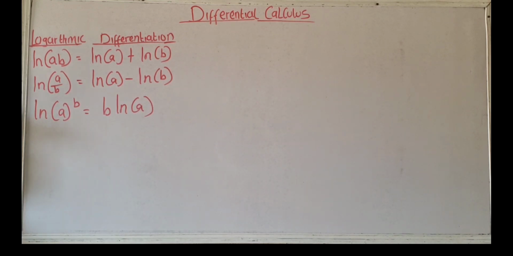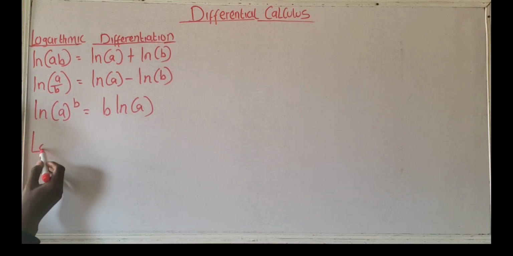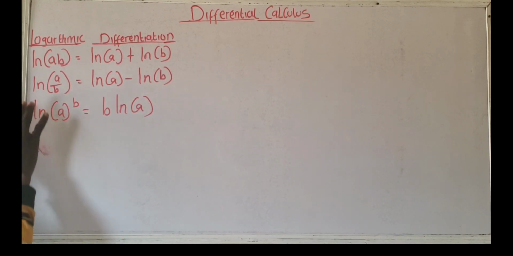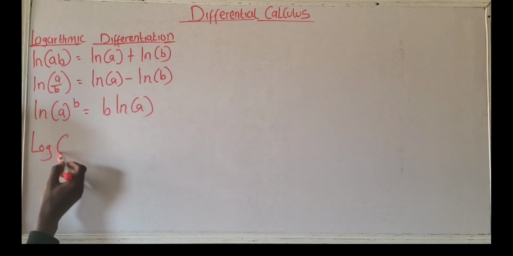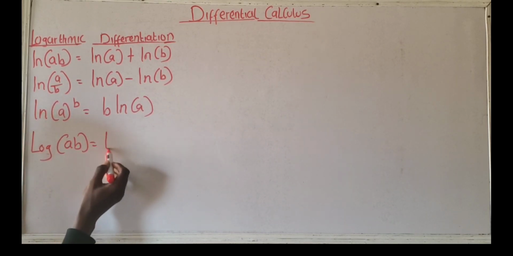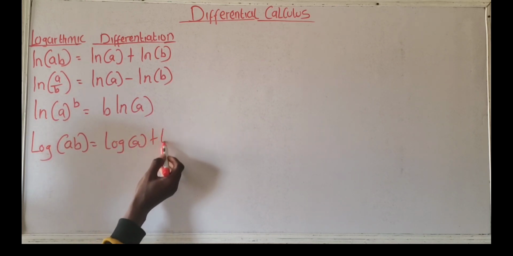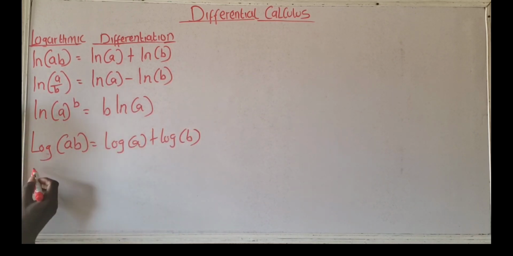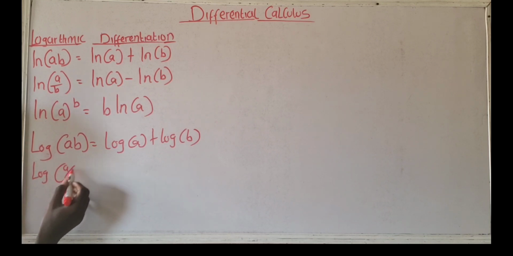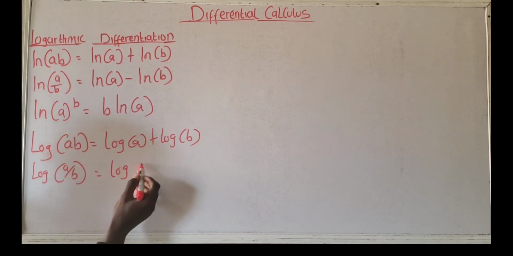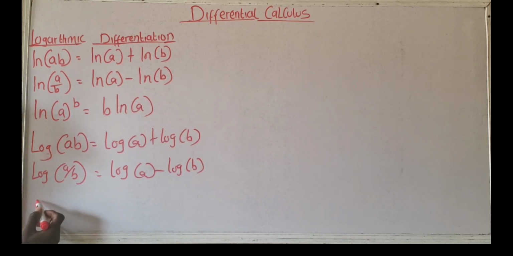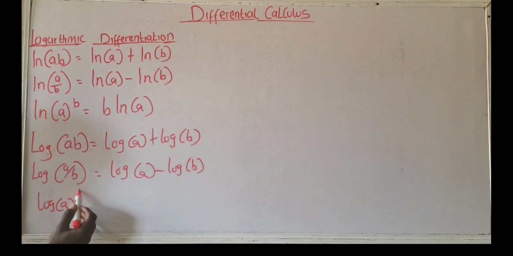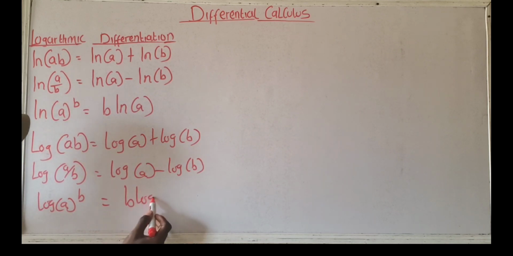It's just like when you are dealing with logarithm from your basic mathematics, the log of a product, please pay attention. This one is natural log. The log of a product is equal to the sum of the logs: log A plus log B. Now, the log of a quotient is equal to the difference of the logs: log A minus log B. And eventually, if you have log A to the power of B, it is always the same thing as B log A.